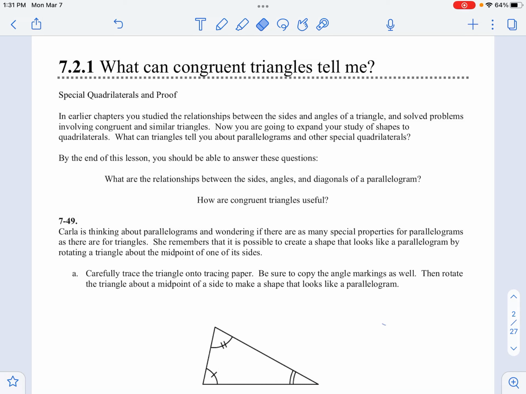All right, in Unit 7, we're going to be talking about special quadrilaterals and proofs. In number 49 here, Carla is thinking about parallelograms and is wondering if there are as many special properties for parallelograms as there are for triangles. She remembers that it is possible to create a shape that looks like a parallelogram by rotating a triangle around the midpoint of one of its sides.